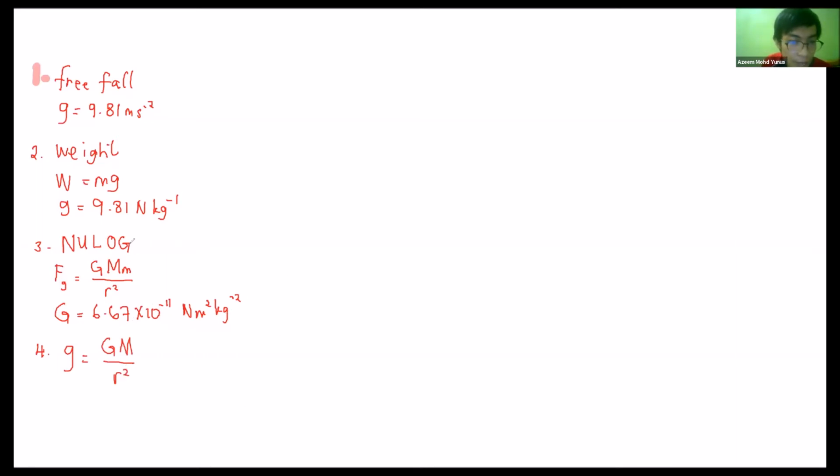Okay, number 4, we learn about the gravitational acceleration formula, g equals Gm over r squared. This works everywhere, which means at every planet or star. Number 5, we learn about the mass of a planet or a star, which can be calculated using 4 pi squared r cubed over G T squared.